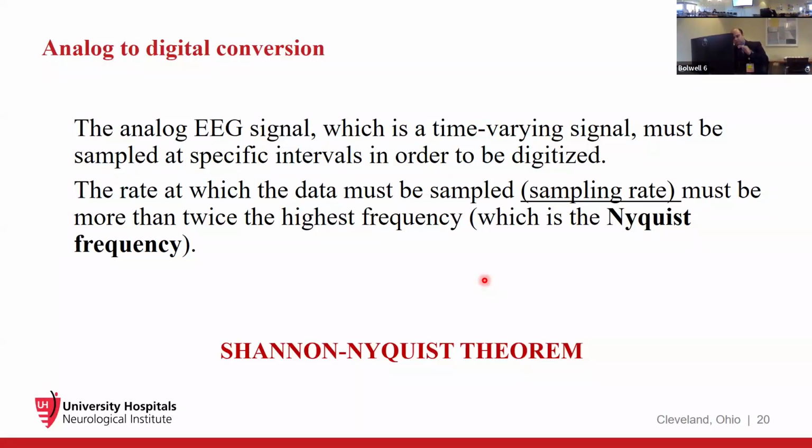I'll show you standard settings later, but the minimum sampling rate that most machines will have is 200 hertz. If you're sampling under 150, you're not going to see signals above 70 hertz or around 70 hertz.